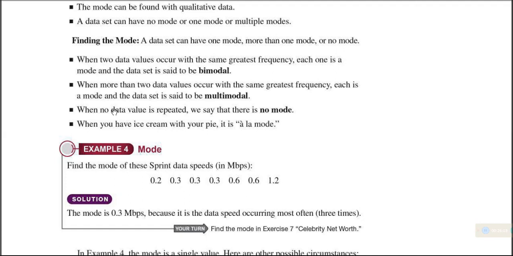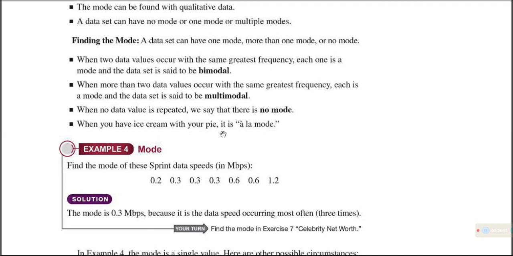Anong tawag natin pag may dalawa kang mode? Dalawa yung nag-tie na pinakamataas. Bimodal yon. Paano kung more than 3? Or, yan, 3 or more. So, multimodal ang tawag mo dun sa iyong dataset. Paano kung walang lumamang? Pantay-pantay sila, tigigisa lang, o kaya lahat sila tigdadalawa. So, wala kang most frequently occurring observation, then your set of observations has no mode.